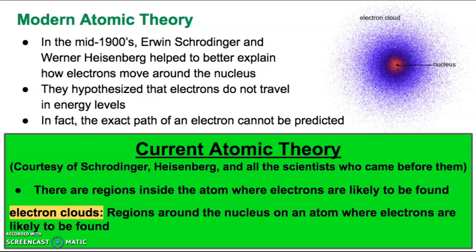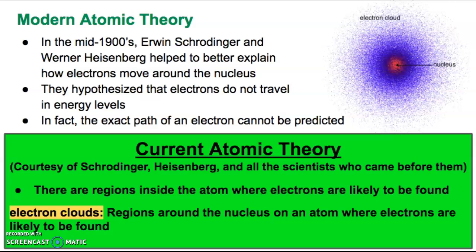Now, in the mid-1900s, Erwin Schrödinger and Werner Heisenberg developed an even better explanation for how these electrons move around the nucleus. They hypothesized that electrons don't travel in energy levels like Niels Bohr had thought. They say that, in fact, the exact path of an electron can't be predicted. And so that brings us to the atomic theory of today, which basically just states that there are regions inside an atom where electrons are likely to be found. And now keep in mind, too, that this atomic theory is based on not just Schrödinger and Heisenberg's work, but also all of the scientists that came before, all the way through to Democritus back in 1440.